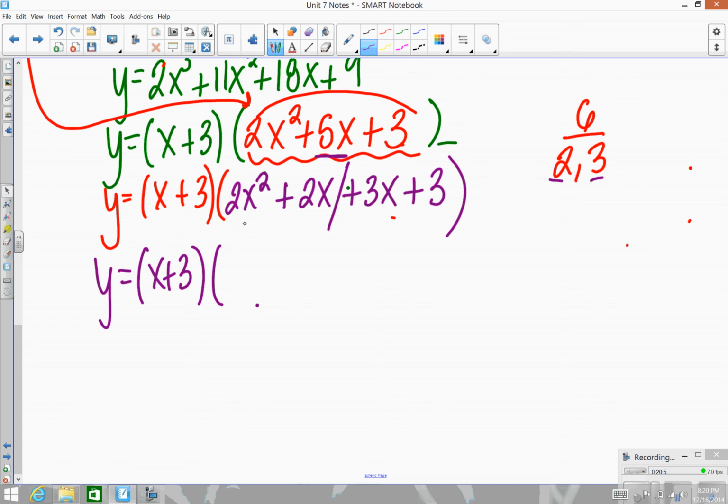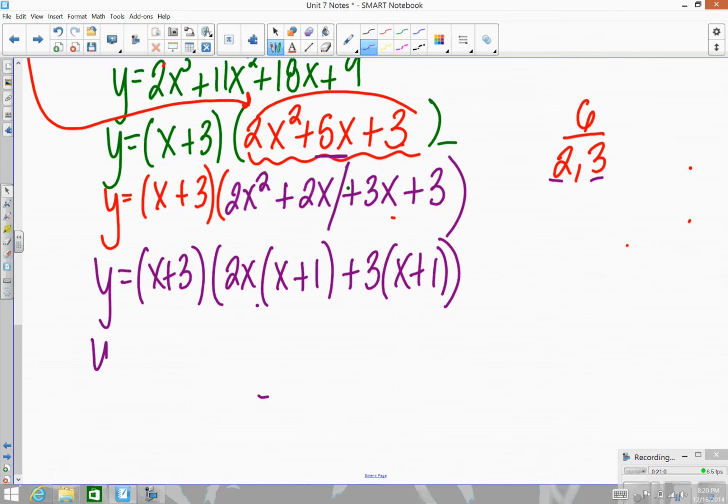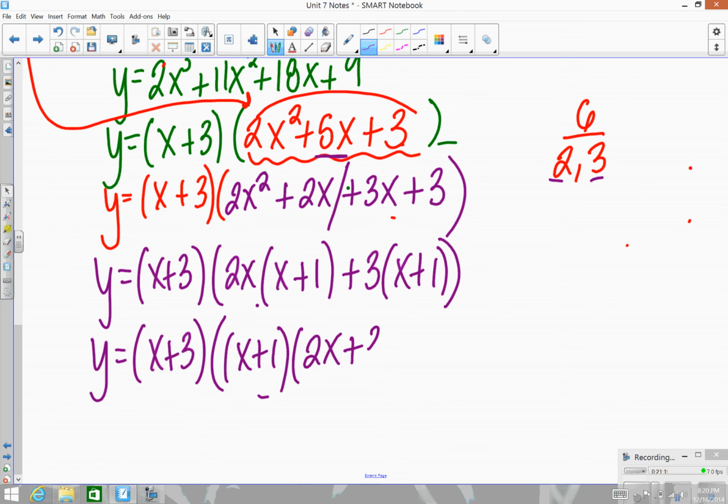So I'm going to factor out a GCF here. I can factor out a 2x and I'll be left with x plus 1. Then I can factor out a 3, and I'll be left with x plus 1. Again I carry down this other stuff. So x plus 1 comes outside of the parentheses, and I'd be left with 2x plus 3.